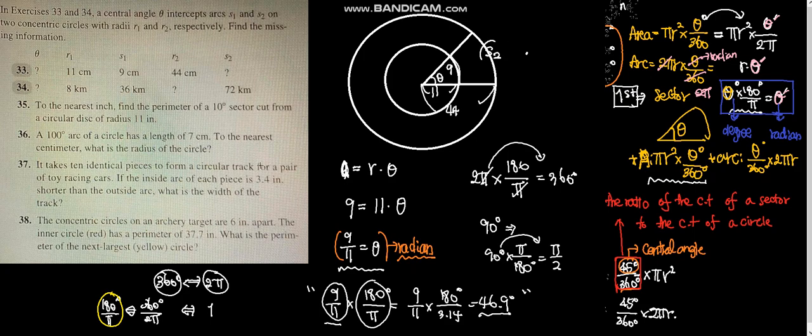Then how do you get S2 here? S2 is arc, therefore arc is r times theta. Theta is 9 over 11, therefore it is just 36. S2 is 36. Therefore, theta here is 9 over 11, and S2 is 36 centimeters long. So now it's 8 kilometers and 36.